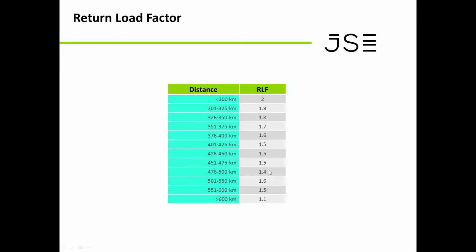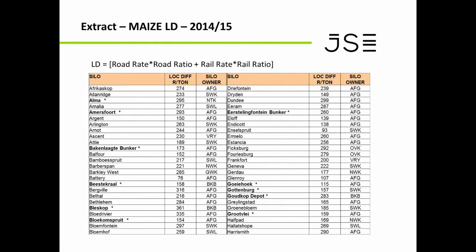I'm not sure whether this sliding scale is the correct one. I see some anomalies here, but it's just for you to have an idea how we arrive at the return load factor. What you see here is just an extract from what we publish on our website. And this is an extract for the maize, both yellow and white, location differentials for the current season, which is your 2014-2015 cropping season. And I just took an extract as far as I could fit it on the slide here.